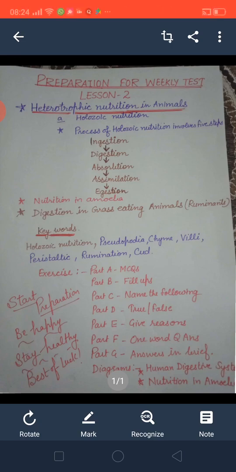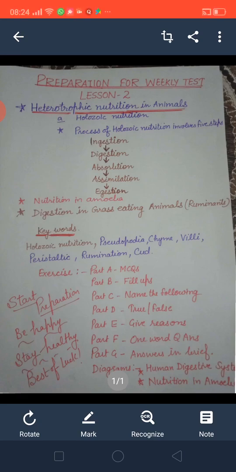Now, food passes into the small intestine. The small intestine is a highly coiled muscular tube. It is the longest part of the alimentary canal, and the process of digestion completes here. Liver and pancreas, two glands, secrete their secretions into the small intestine. The liver secretes bile, and bile is stored in the gallbladder and released into the small intestine by a small duct known as the bile duct. And what does bile do? Bile helps in the digestion of fats.